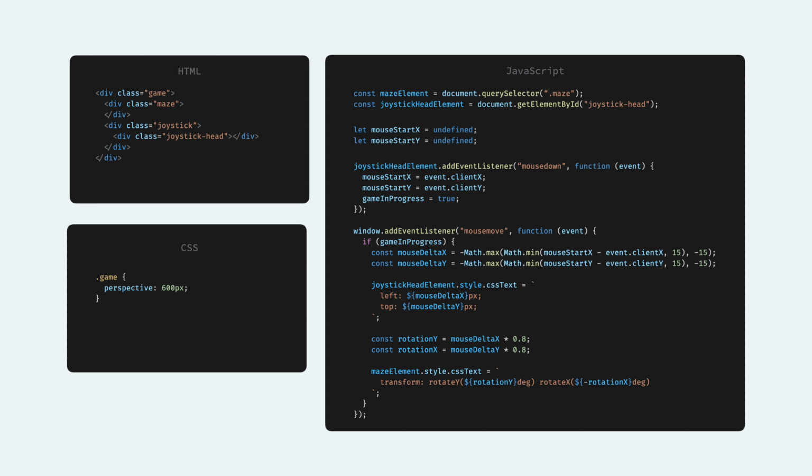Then we can simply map these rotation values to the transform style of the maze element. By default, this would result in an orthographic projection. If we want to have a perspective projection, then we have to set the perspective property in CSS. But be aware that this perspective property has to be set not on the maze element which we turn, but on its parent. And that's it, we have a maze element that we can tilt with a virtual joystick.